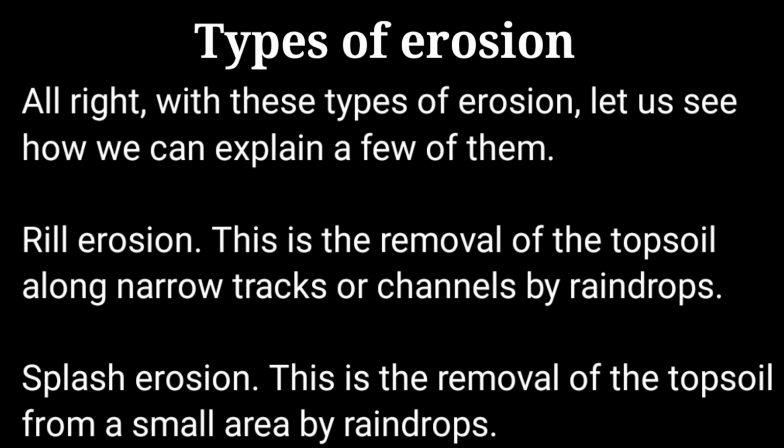All right, with these types of erosion, let us explain a few of them. Number one, rill erosion. This is the removal of the topsoil along narrow tracks or channels by raindrops. Splash erosion. This is the removal of the topsoil from a small area by raindrops.